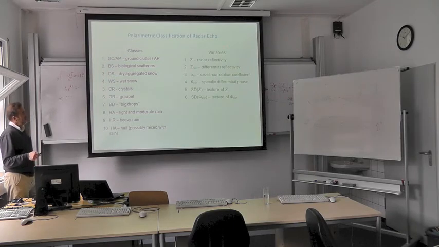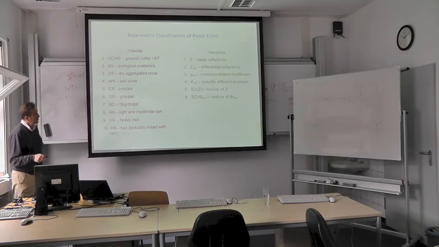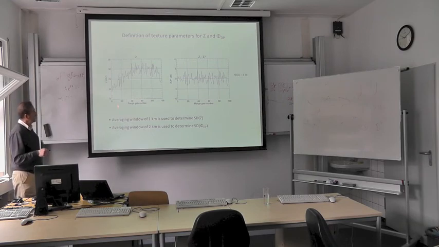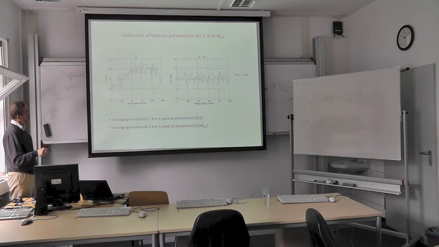There are six major variables that are being utilized for this classification. So 10 classes, six variables. Radar reflectivity, differential reflectivity, cross-correlation coefficient, specific differential phase, and also textures. What does texture mean? Texture of radar reflectivity, texture of differential phase. What is meant by texture? For example, if we are looking along the radial at the radar reflectivity dependence on range from the radar, you see some sort of a trend that relates to something physical, showing relation to the intensity of the storm.